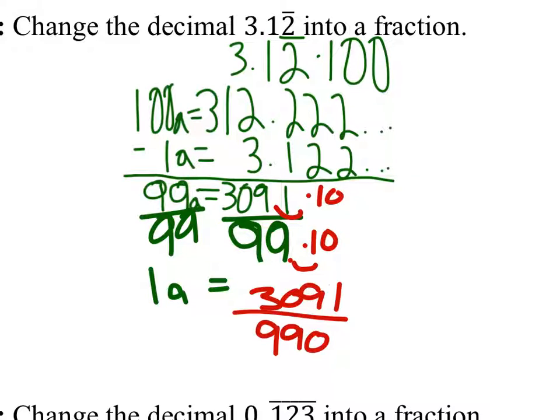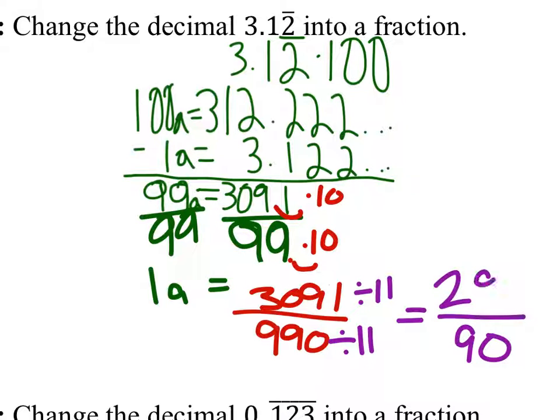So yeah, we can simplify this. These are both divisible by 11. So yeah, that would give us 90 right here, and 281? Yep. Good. That was good. I'm glad you found that.